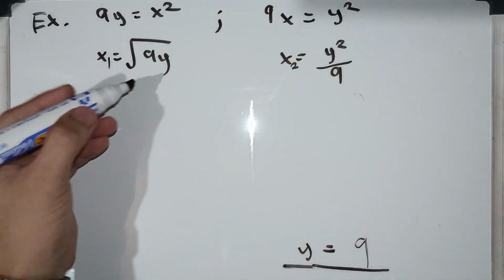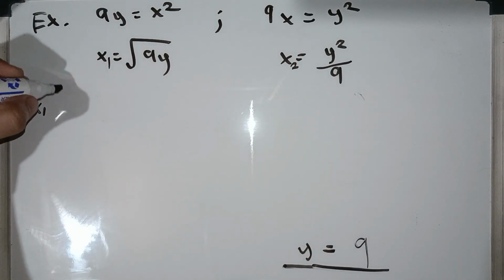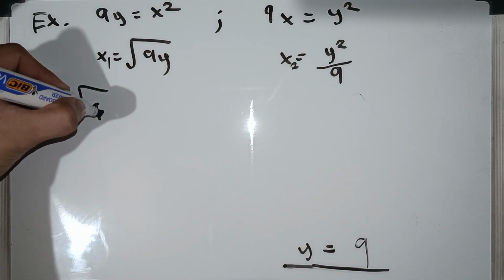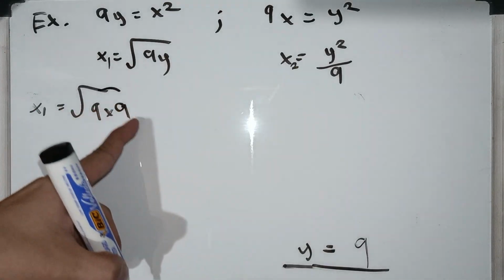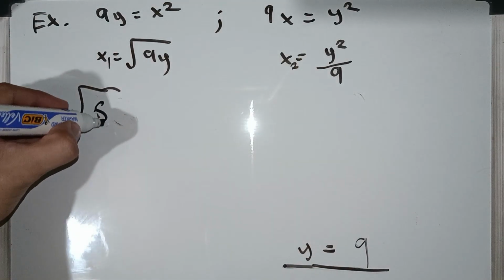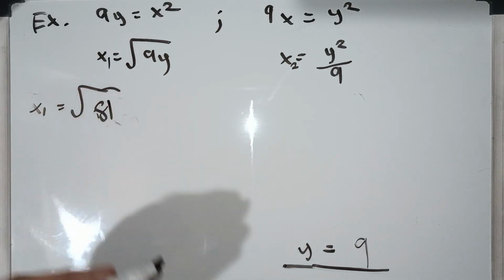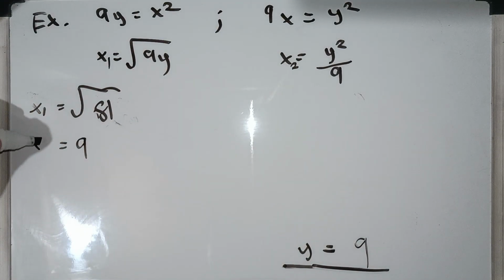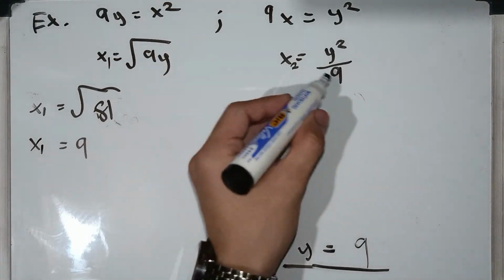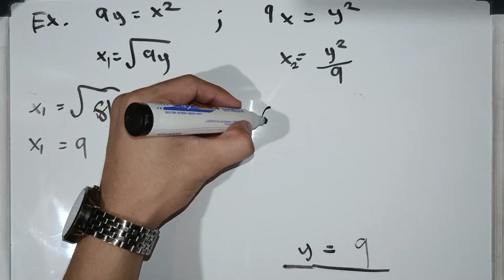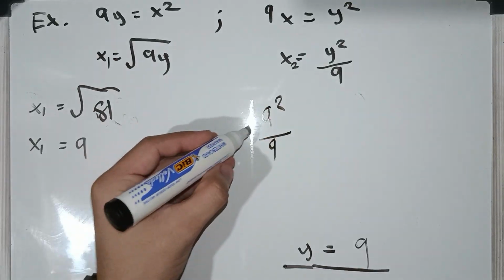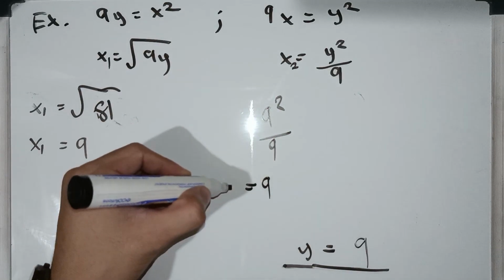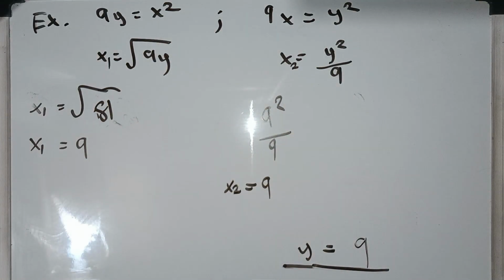Since we have the value of y, let's plug it here. So x of 1 is equal to the square root of 9 times 9, and we all know that this is 81, and the square root of 81 is equal to 9. So that is the value of x of 1. Now let's try the x of 2. 9 squared all over 9 is equal to 9. So that is now the value of x of 2.